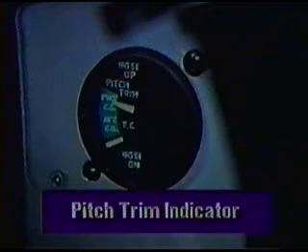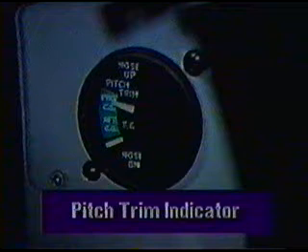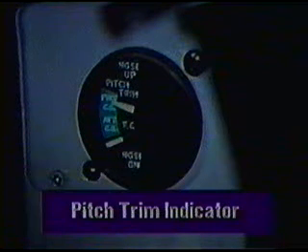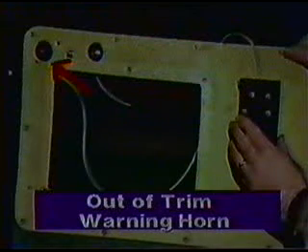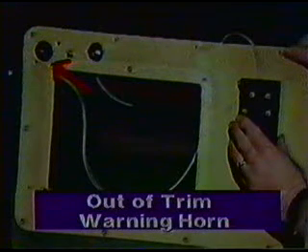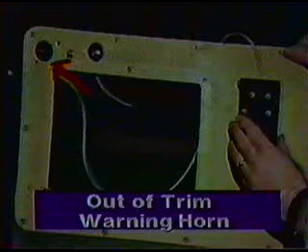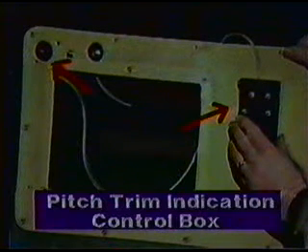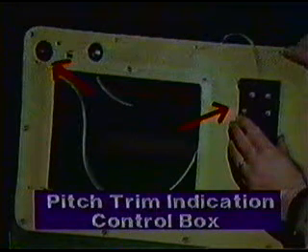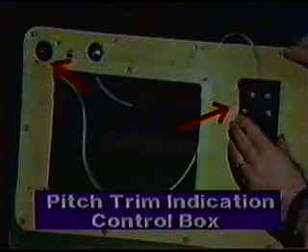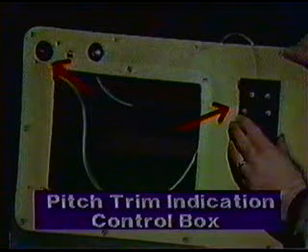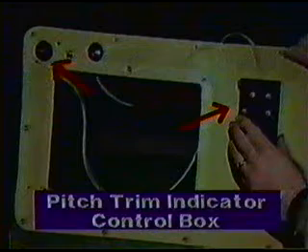Components of the pitch trim system include an indicator installed in the instrument panel called the pitch trim indicator, or trim indicator. A horn located on the right-hand console is called the out-of-trim warning horn. The electrical box located in the right-hand console is called the pitch trim indication control box, or pitch trim indicator control box.